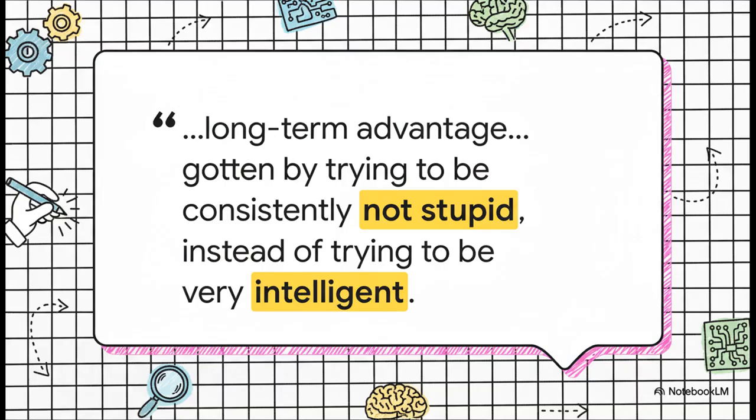It's like what the investor Charlie Munger said. Sometimes being smart isn't about finding the most brilliant solution. It's about consistently avoiding the really dumb mistakes. And second-order thinking is probably our best tool for spotting those future disasters and just steering clear of them.